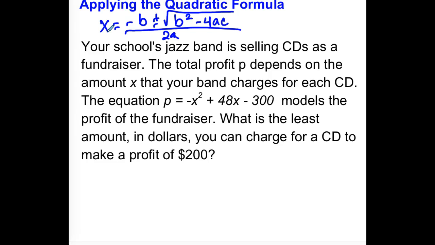Yes? This question says, your school's jazz band is selling CDs as a fundraiser. The total profit P depends on the amount X that your band charges for each CD. So P is the profit, X is the cost of the CD. The equation P equals negative x squared plus 48x minus 300 models the profit of the fundraiser. What is the least amount in dollars that you can charge for a CD to make a profit of 200?